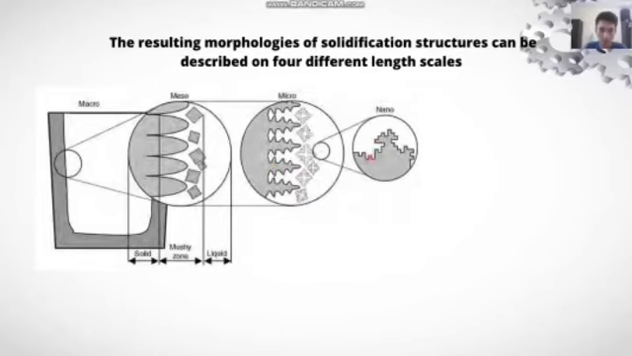And the last, nanoscale or atomic scale. Structures are on the order of 10 to the power of minus 9 meters, or nanometers, and describe the atomic morphology of the solid-liquid interface.